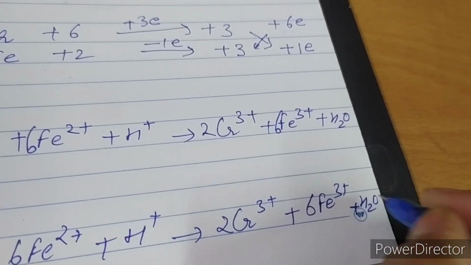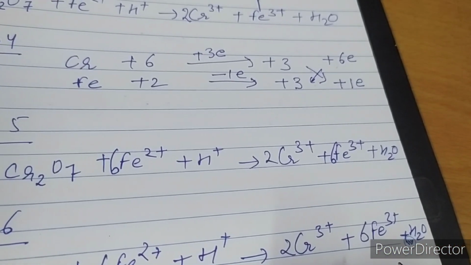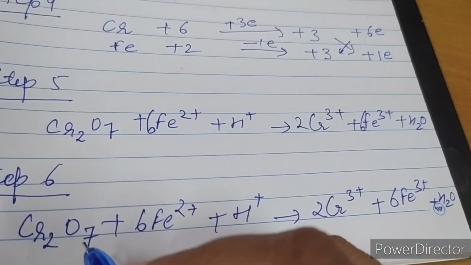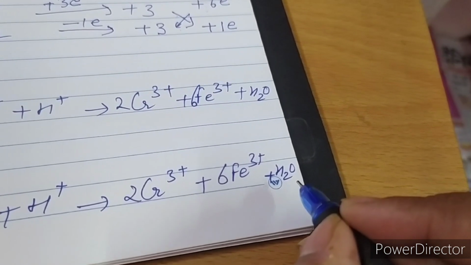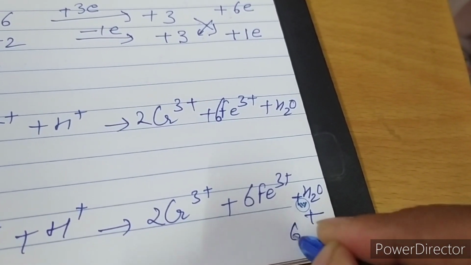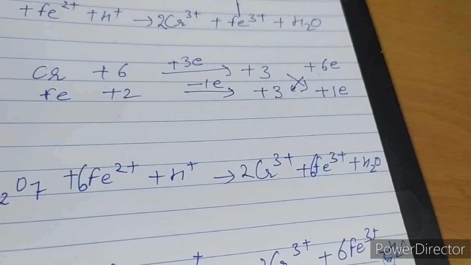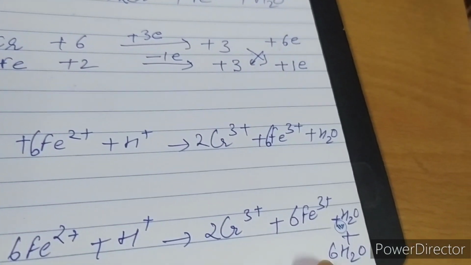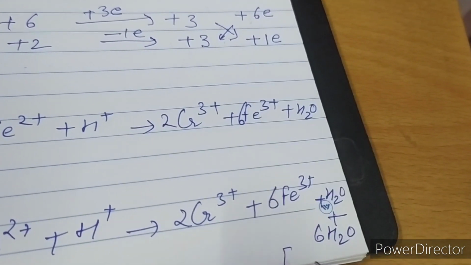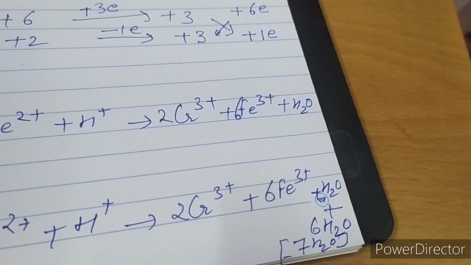Now here you can see, to balance the oxygen atoms we have to add the corresponding number of water molecules on the right hand side. Here 7 oxygen atoms are there, and on the right only 1 oxygen atom is there. So I need 6 more water molecules to be added here. So I have added 6 water molecules on the right hand side to balance the oxygen atoms. So it will become 7 water. So here we will write 7 water molecules instead of 1 water.